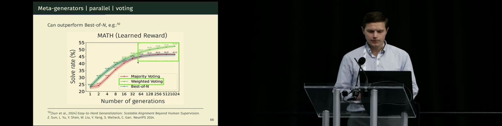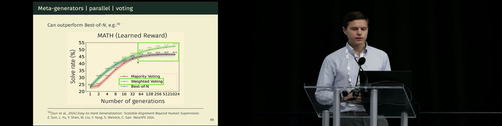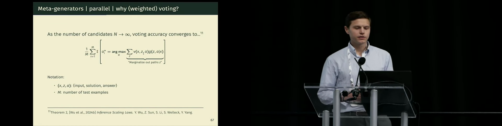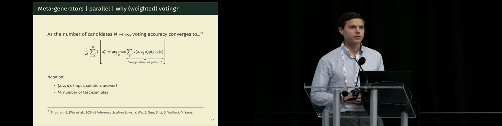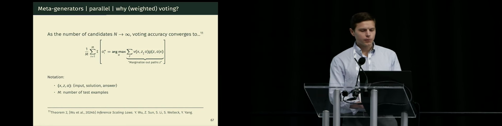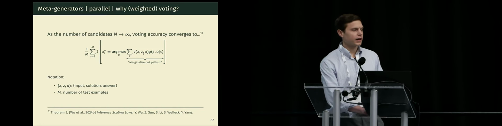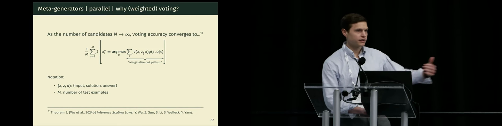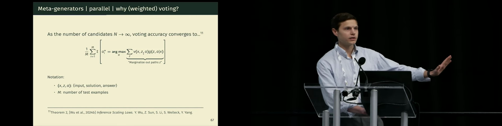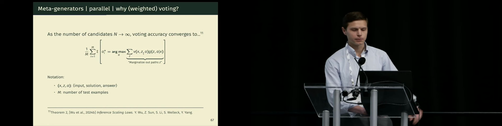So let's try to think about what this weighted voting is doing and why it might be a good thing to use. To do that, we can think about what happens if I send the number of generations to infinity. If you had an infinite compute budget, what would happen?